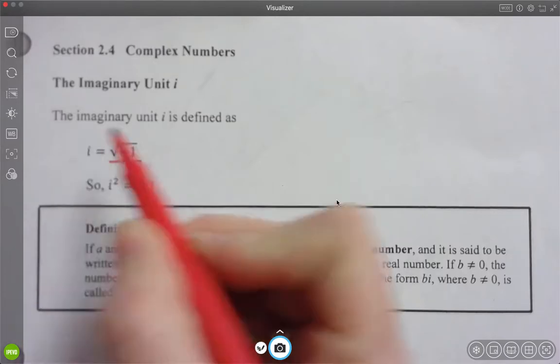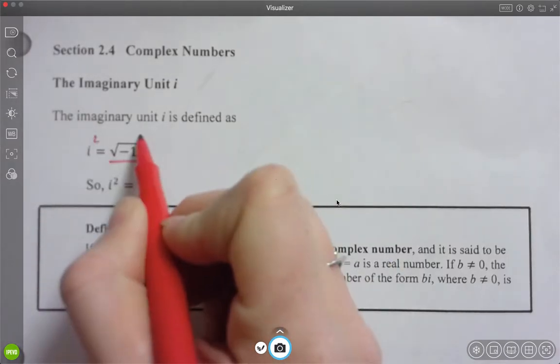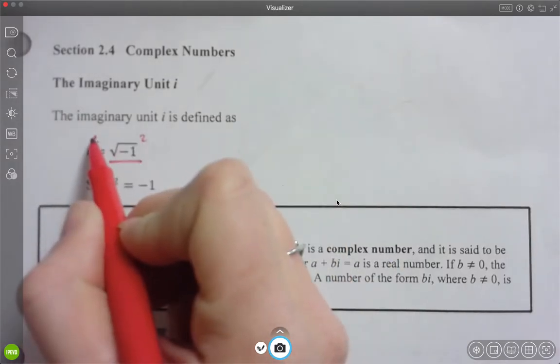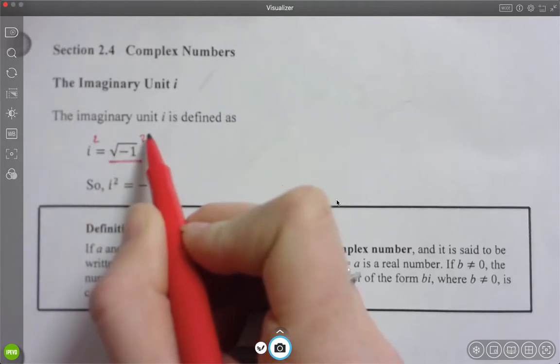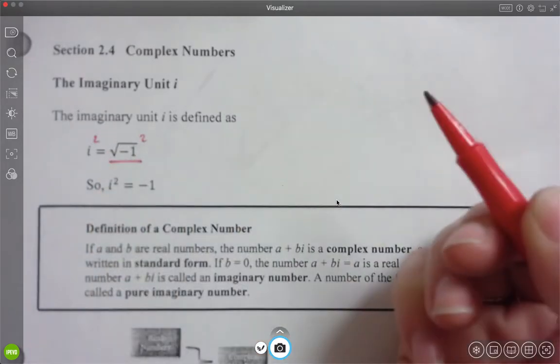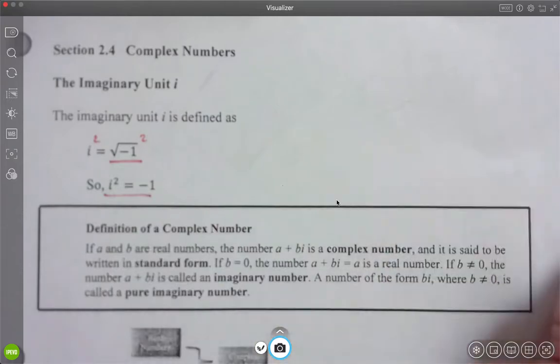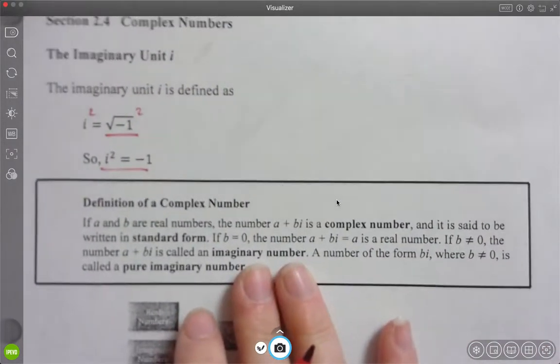Given that, if we square both sides, i squared would then be the square root of -1 squared, which the square root and the square would drop off, so i squared is -1. So those two things, remember those, and that will help you simplify things as we go through here.